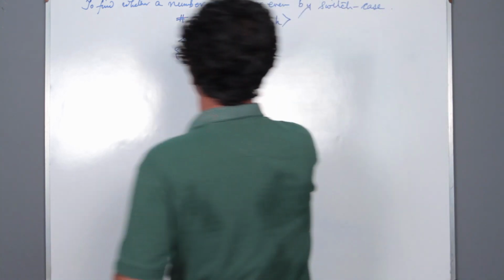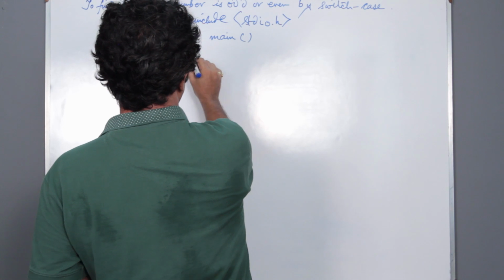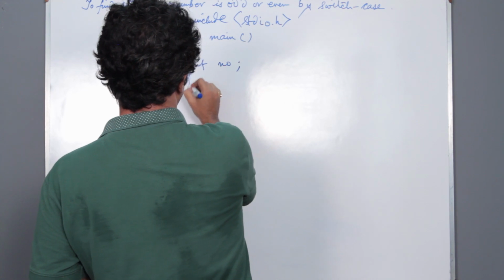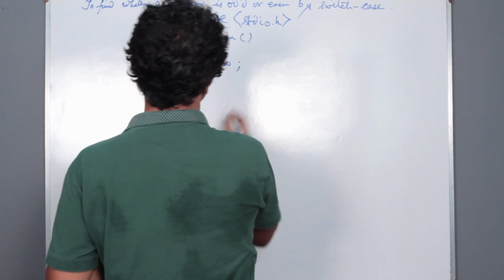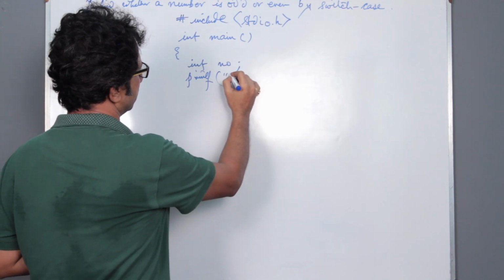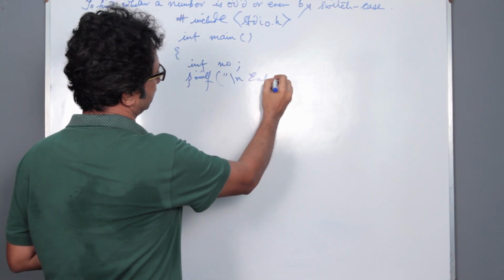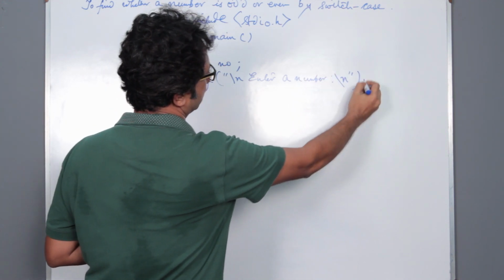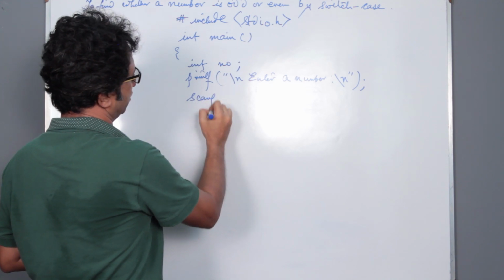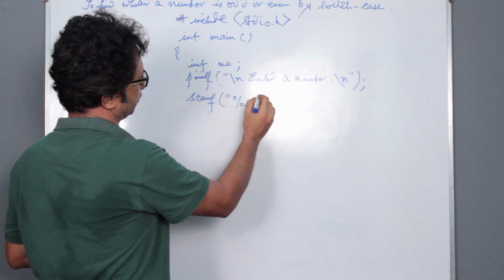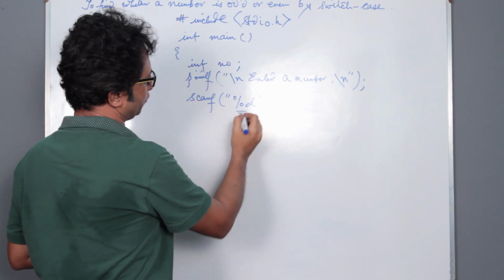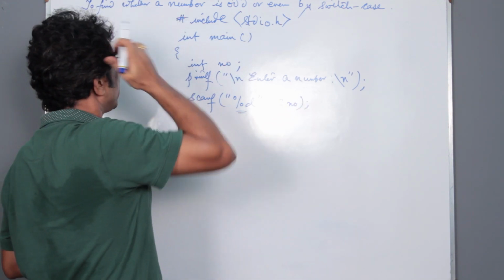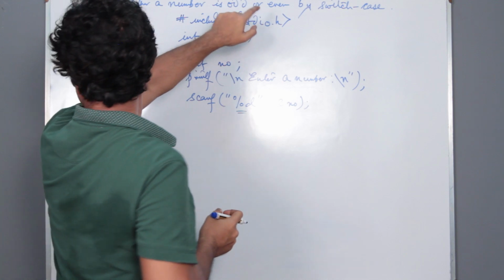So we will declare the variable like this: int no, meaning number. Then the input: printf, new line, enter a number, new line, scanf, %d, because it is an integer, so the format specifier will be %d, &no. Now we come to the logical portion, which we will deal with using the switch case construct.